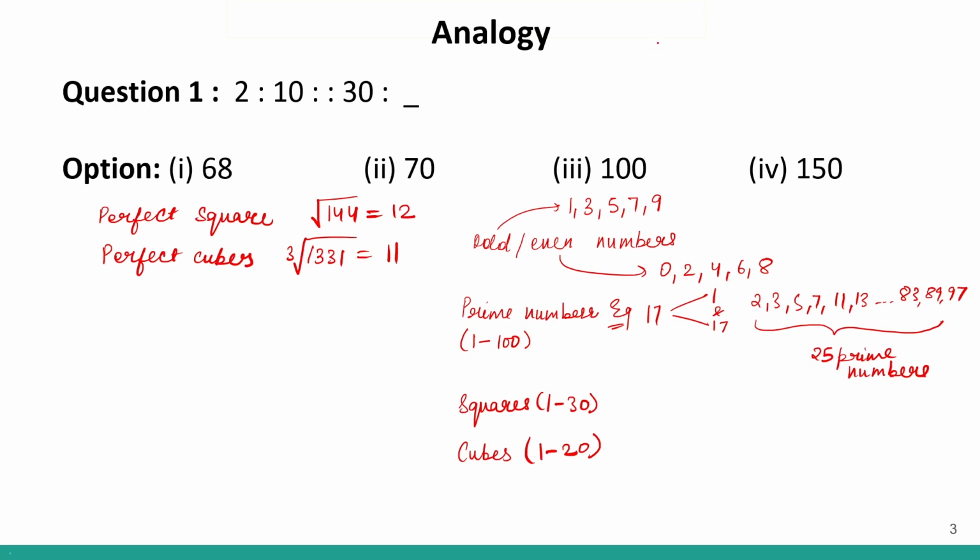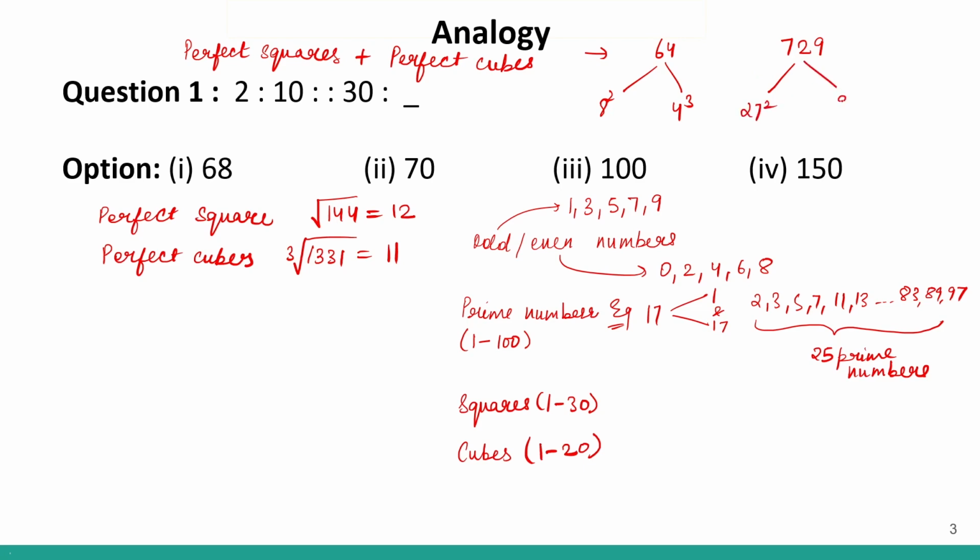There are two numbers: the first number is 64 and the other number is 729. These two numbers are both perfect squares and perfect cubes. What do I mean by that? Basically, 64 is the square of 8, correct? And it is the cube of 4, correct? Similarly, 729 is the square of 27, but it is also the cube of 9. So these two numbers, 64 and 729, are special because they are both perfect squares and perfect cubes.